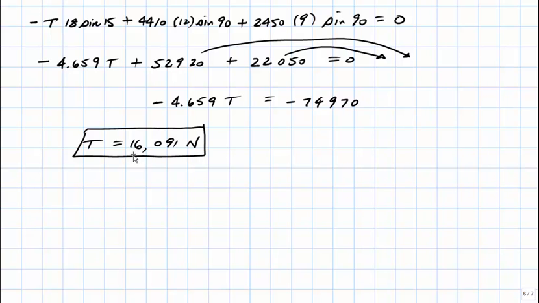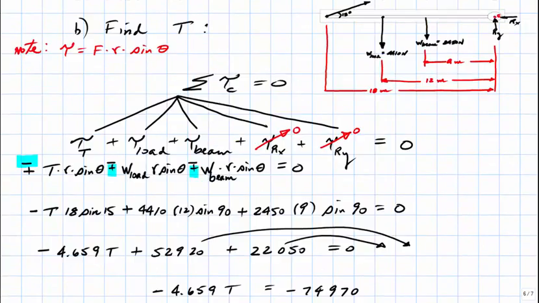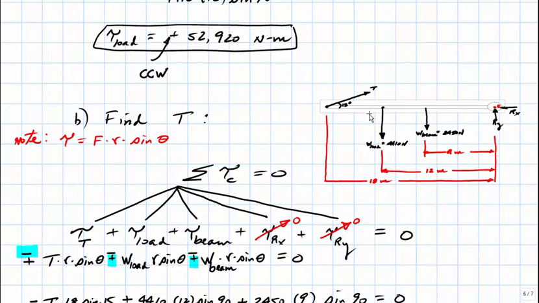This is an extraordinarily large value when compared to the two loads that are being supported by the cable. In other words, the cable is supporting the load as well as the weight of the beam. If we add these two together, they only add up to about 7,000 newtons. So why is it that we need 16,000 newtons of tension to support a relatively low load?